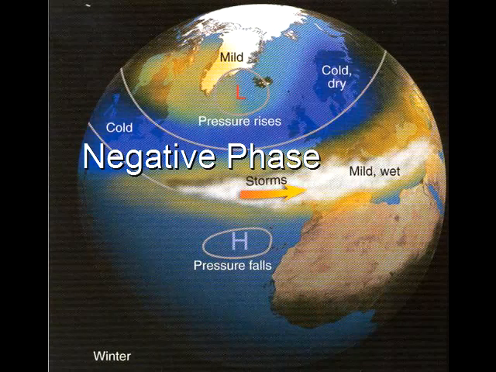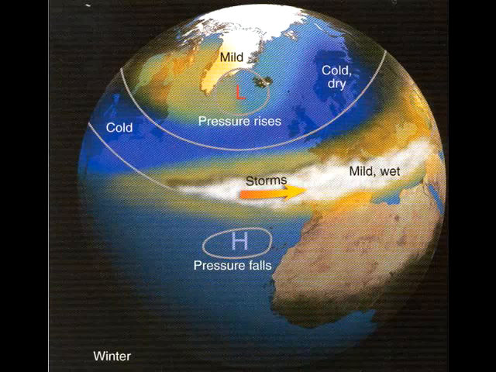On the other hand, the negative phase of the NAO causes a reduced pressure gradient, weaker westerlies, wet winters in the Mediterranean region, cold and dry winters in northern Europe, cold and snowy winters along the east coast of North America, and mild winters in Greenland.